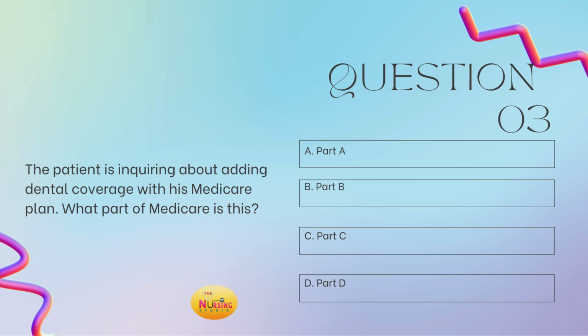All right, so the stem of the question here states, what part of Medicare is this? So we know we have our Medicare A, B, C, and D, but the patient is inquiring about adding dental coverage. So when you think of the different plans and what is included in each part, we know Part C is the choice plan, and that's the one where you can add in vision and dental coverage.